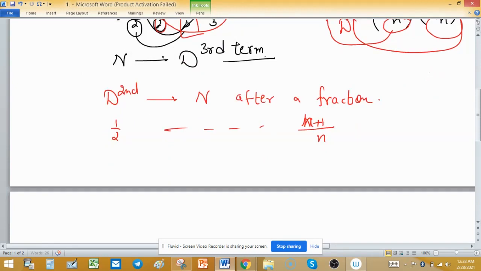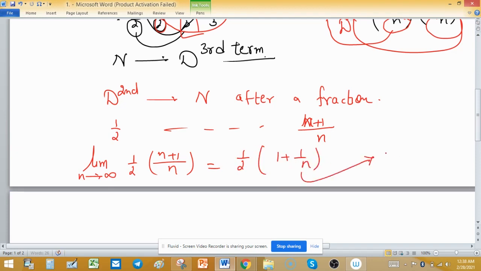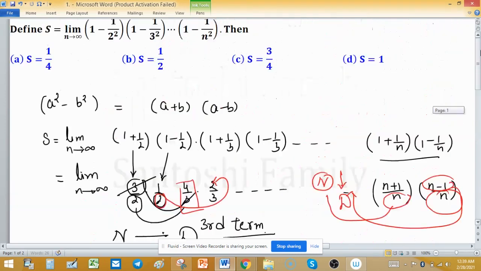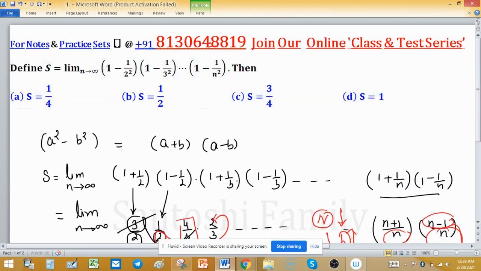It means take n as common, 1 upon 2, it will be n plus 1, or you can write this as the limit as n tends to infinity of 1 upon 2 times 1 plus 1 upon n. As n tends to infinity, this 1 upon n will tend to 0. It means the limit is half. So option B is the right choice.